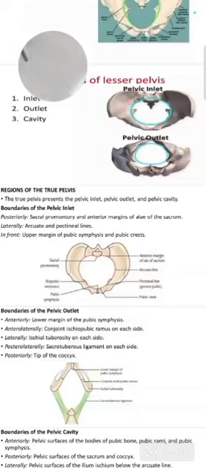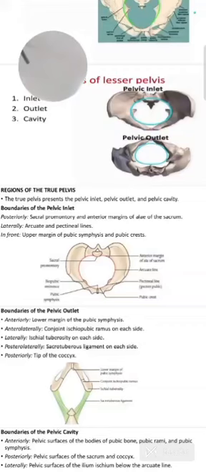So now we'll see the boundaries of the pelvic outlet, that is the inferior portion. Anteriorly, just below the pubic symphysis, the lower margin of the pubic symphysis forms the pelvic outlet. And anterolaterally, the conjoined ischiopubic ramus on either side. So the ramus of pubis and ischium on either side form the anterolateral boundary.